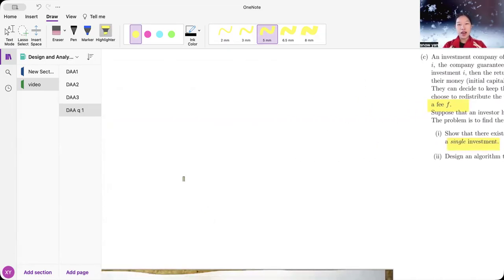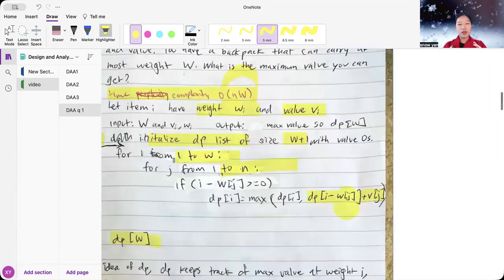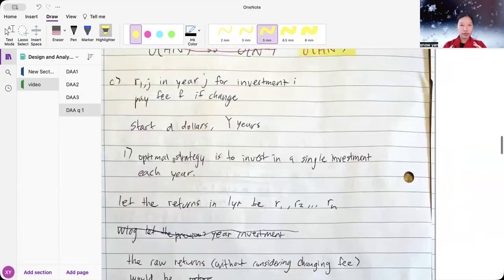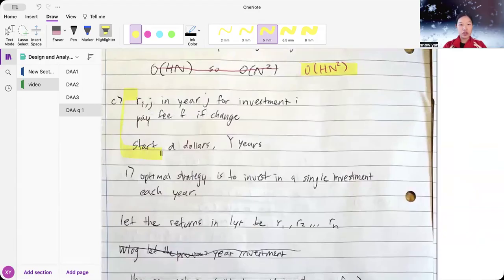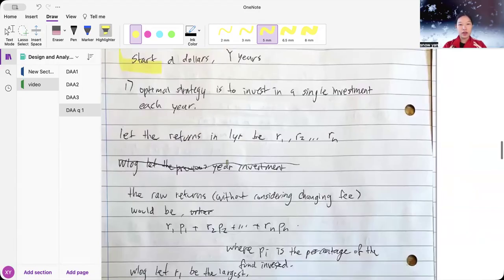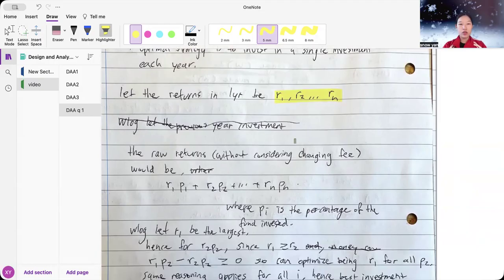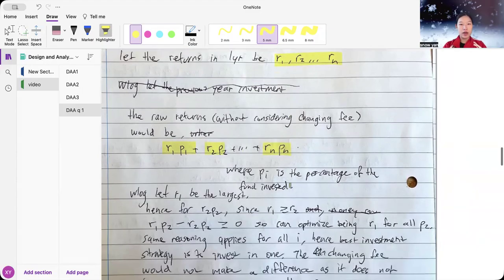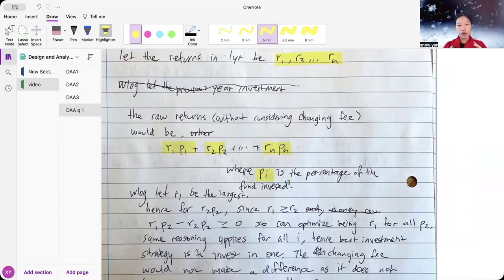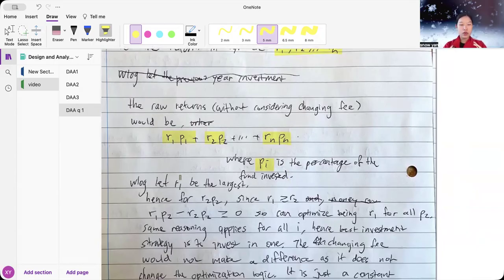Let's go through it. So basically these were the conditions, right? Invest in a single thing. So I just thought of it as this. If I have the returns to be R1, R2, all the way up to Rn, then the raw returns without considering the changing fee would be R1P1, R2P2, all the way to RnPn, where Pi is the percentage of the fund invested. So we're just going to, without loss of generality, assume that R1 is the largest.